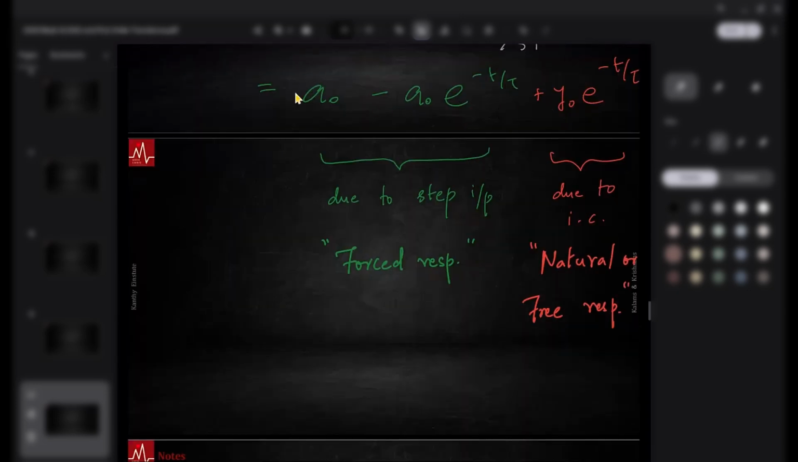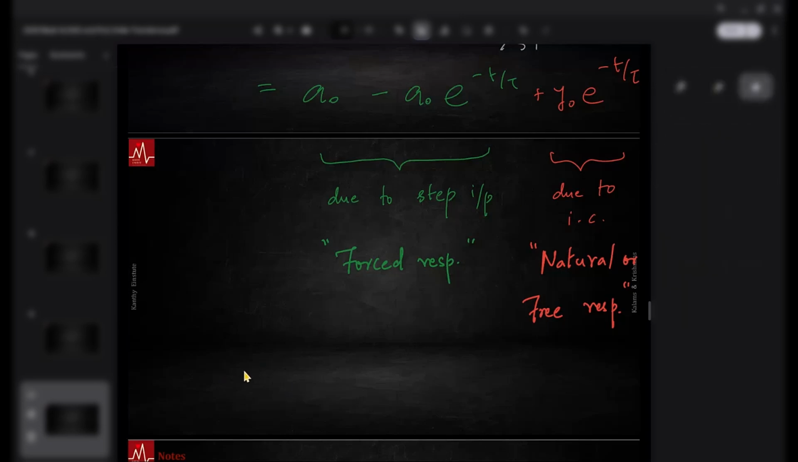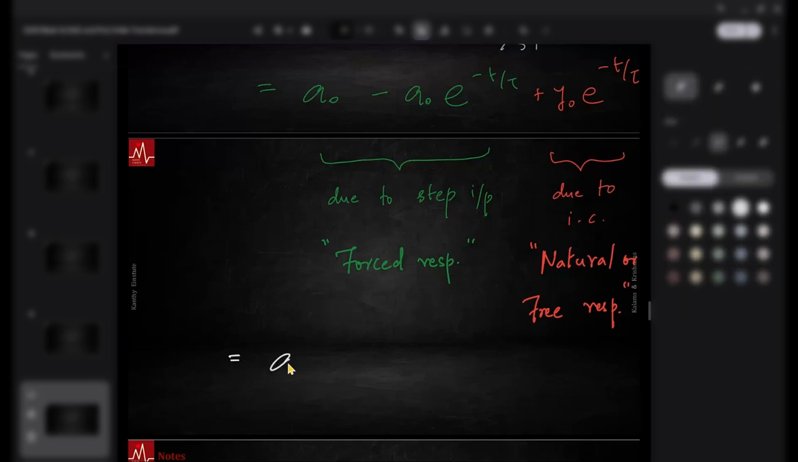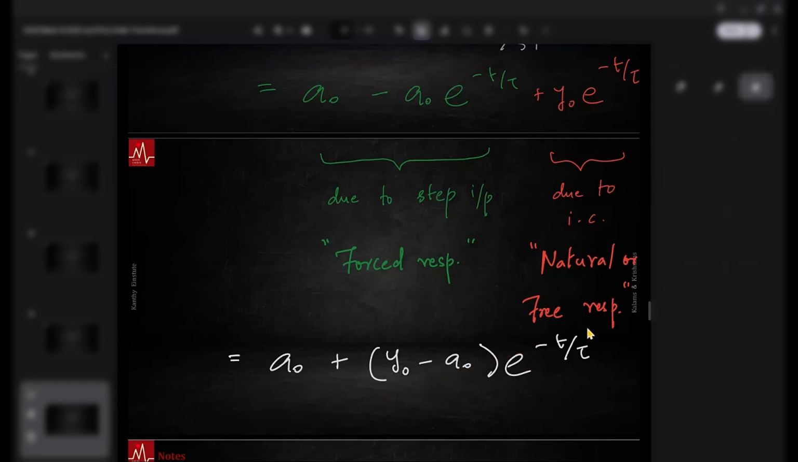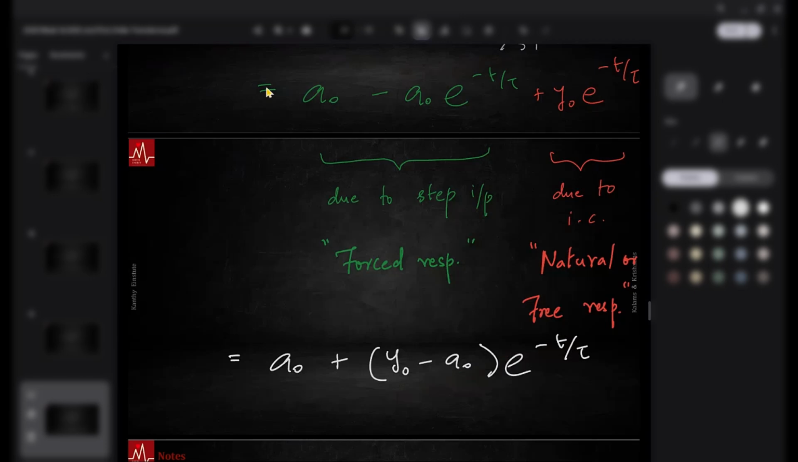Now there is a function of time, and then there is a constant. Can slightly write that as, so this is a constant plus y naught minus a naught into e power minus t by tau. Notice this term goes to 0 if t is infinity. So this is your y of t all along.